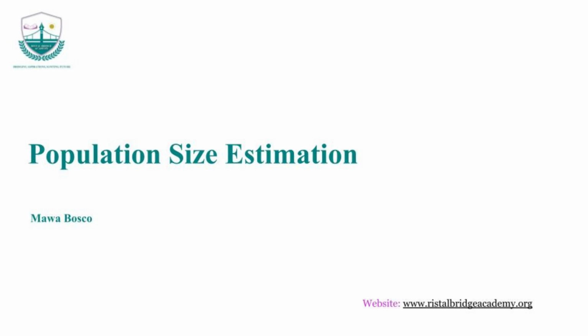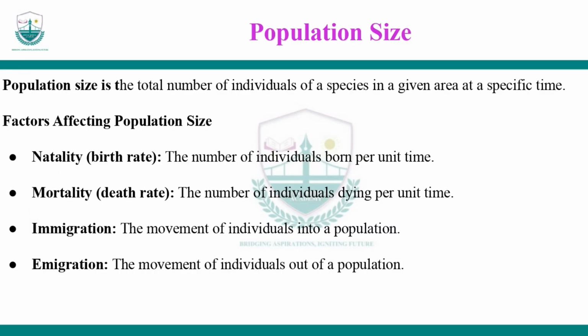Why not just count every single organism? Because it's impractical, especially for large or mobile populations. That's why we rely on estimation methods. Let's explore them. So, what exactly is population size? It's the total number of individuals of a species in a specific area at a given time.